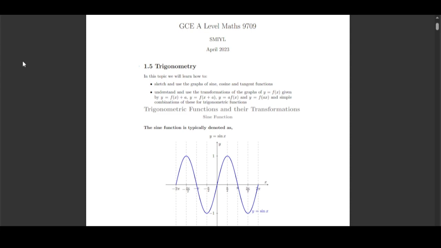So this video is basically a part 2 to the transformations under the functions topic. So if you haven't watched that video, watch that one before you start this one. So it should pop up in the top right hand corner right about now.